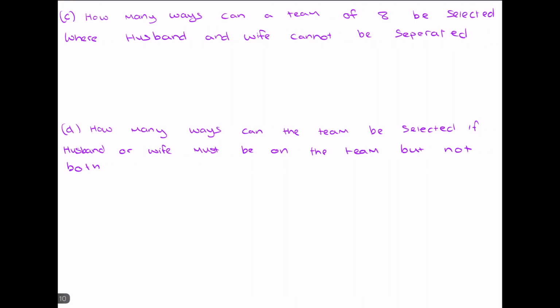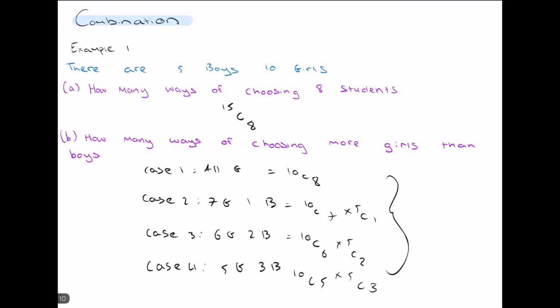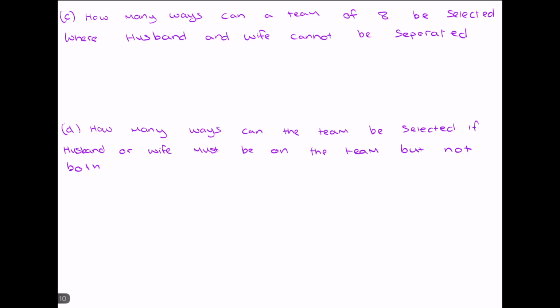Part C reads, how many ways can a team of 8 be selected from these 5 boys and 10 girls, where apparently there's a couple, a husband and wife, who cannot be separated, right? And for this question, it's really simple, where we just do, again, 2 cases. Either husband and wife are on the team or they're not on the team, because they just cannot be separated. It can't be that the husband's on the team and the wife's not on the team. So they both have to either be on the team or off the team.